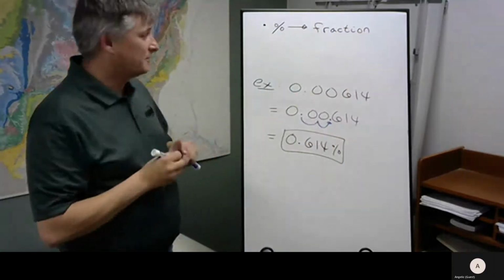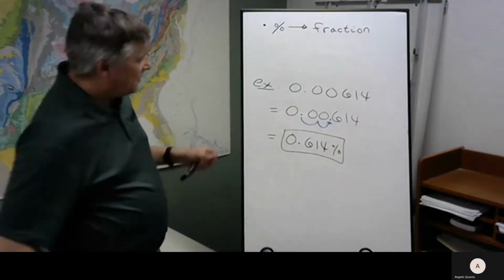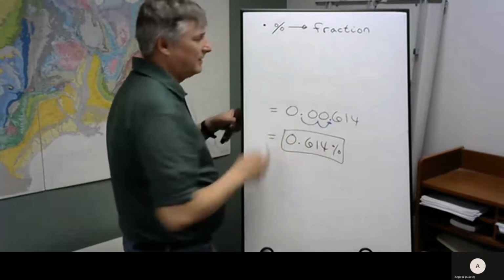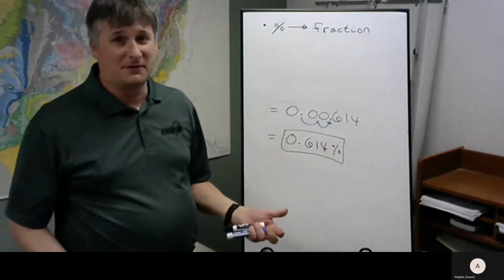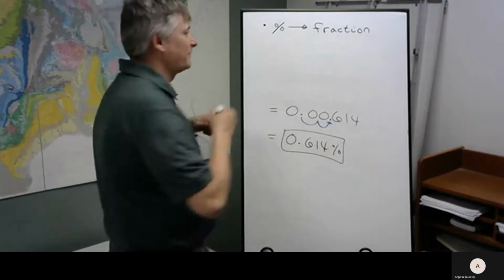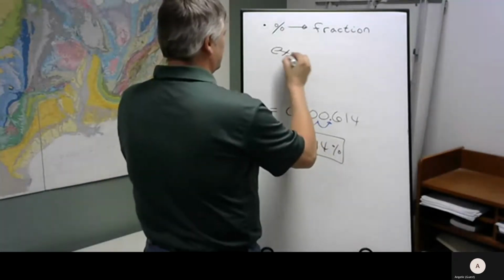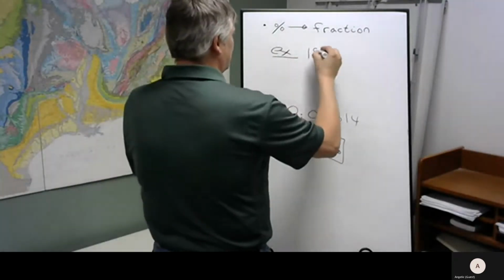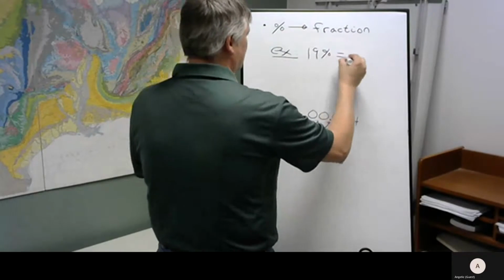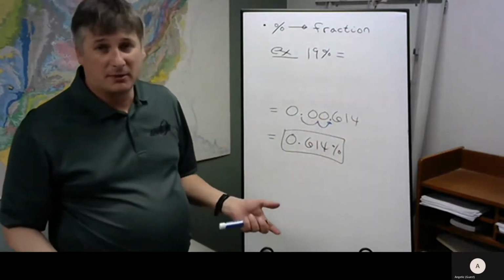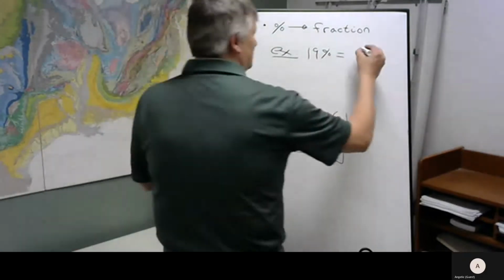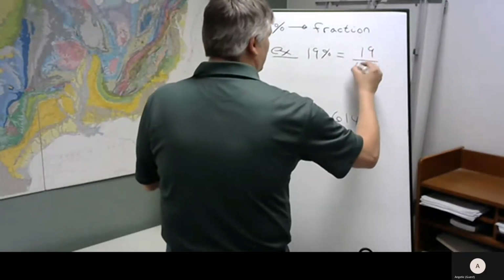So percent to fraction. The way we do this is we just convert the percent into the fraction using the definition. So for example, 19%. Well, a percent is just a fraction with a denominator of 100. So this will be 19 over 100.